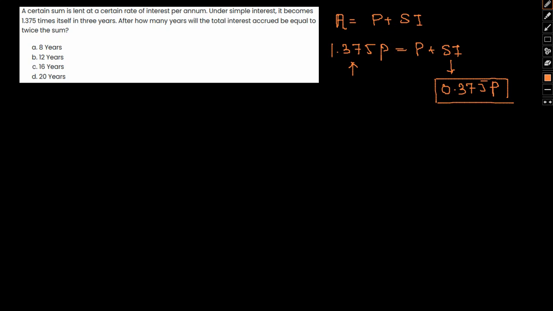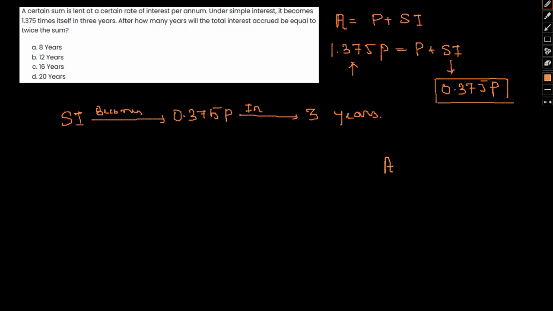So from this relation, we can draw out that simple interest becomes 0.375 P in how many years? In 3 years. Now we need the amount to be twice P, so twice P will be P plus SI. In this regard, simple interest will have to be equal to the principal.